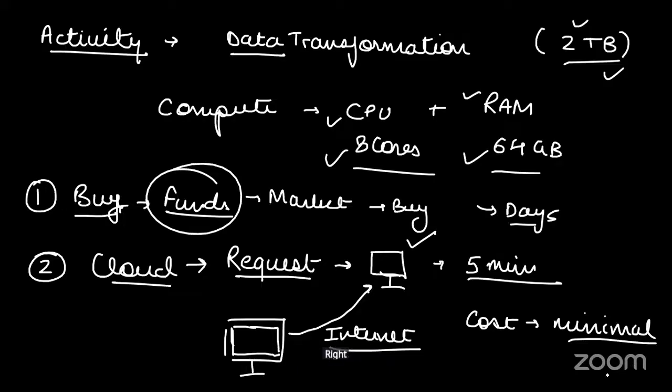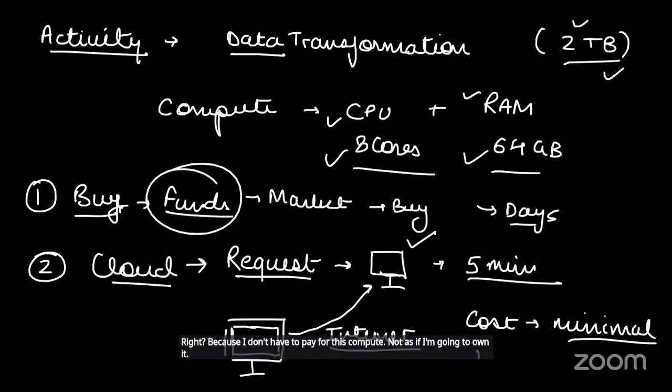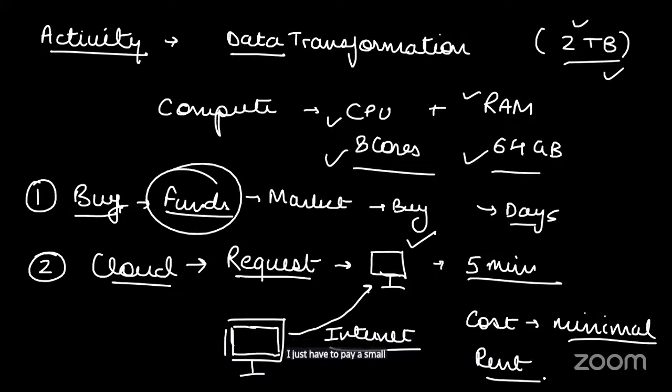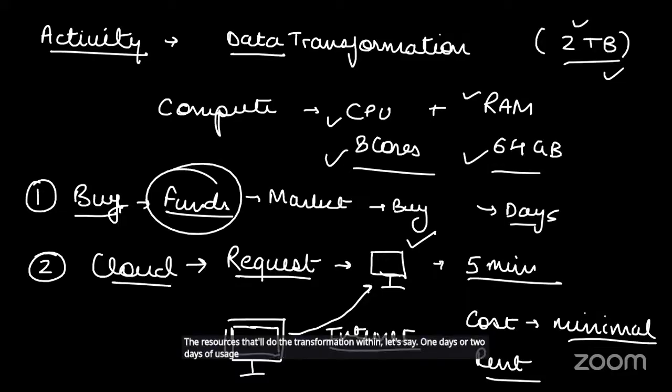Why? Because I don't have to pay for this compute. All right. Not as if I'm going to own it. I just have to pay a small rent for this. All right. It's good for scenarios where, let's say, I have this data transformation task at hand and I want some compute resources, right? Obviously, I can do that with the help of a virtual machine. It will give me the resources. I'll do the transformation within, let's say, 1 day or 2 days of usage. My task is done. Then all I have to pay is the rent for those 2 days. All right. That is all I have to pay, nothing else.